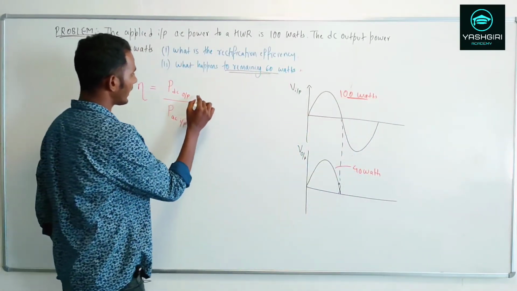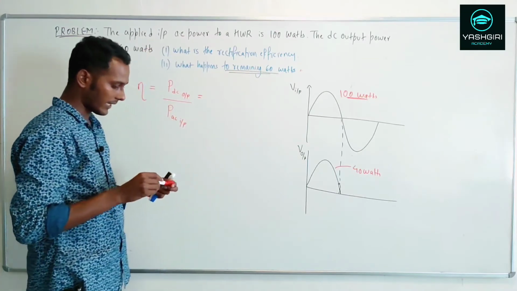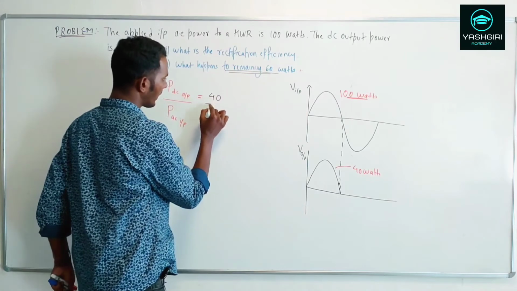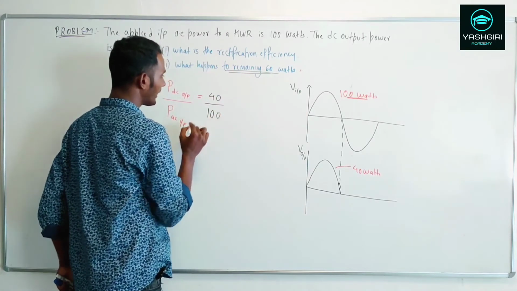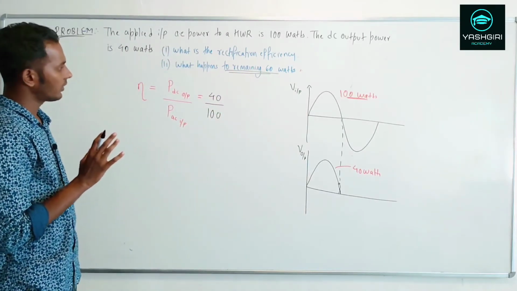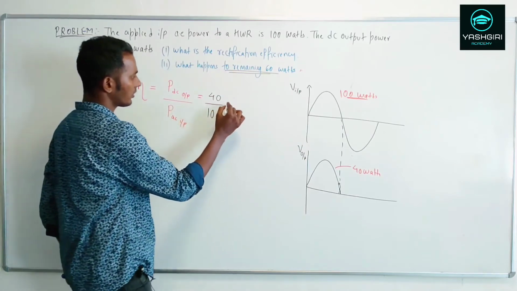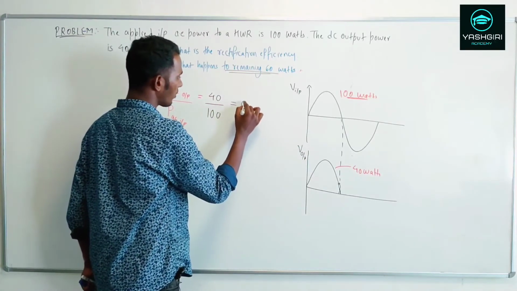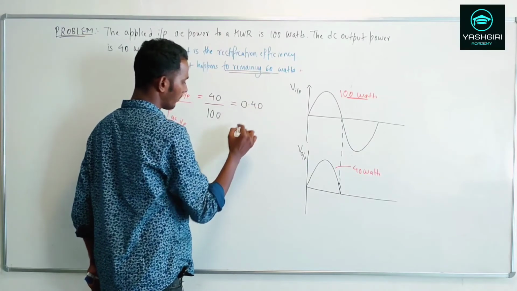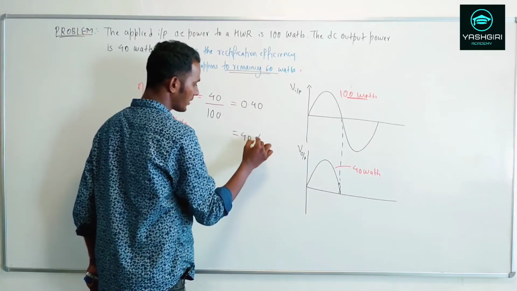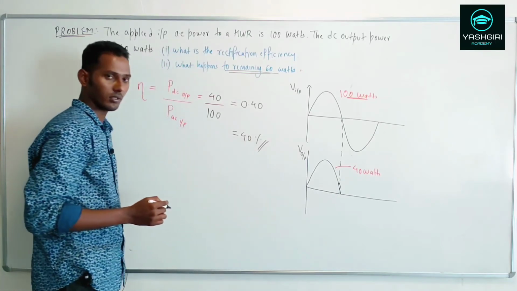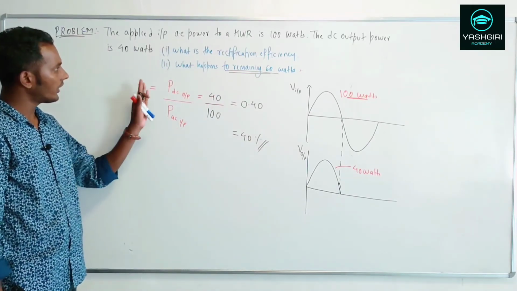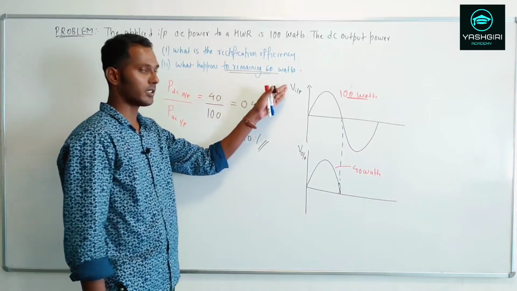So if I calculate this, PDC at the output is 40 watts divided by 100. That gives the efficiency: if I multiply it by 100, the efficiency in terms of 0.40, multiplied gives 40%. That's the rectification efficiency. Now they have asked what happens to the remaining 60 watts.